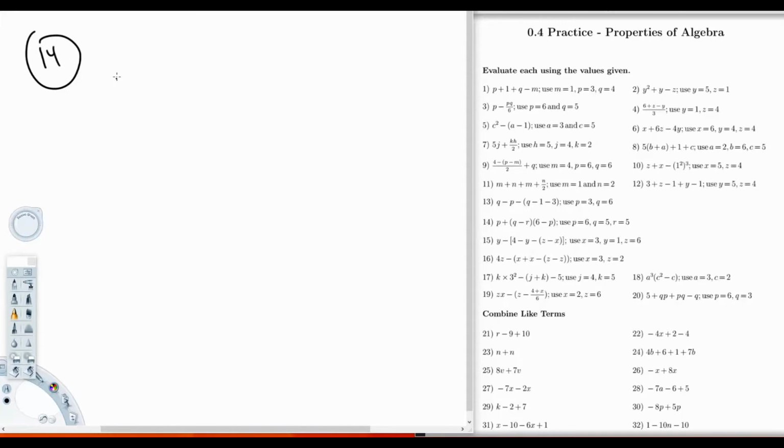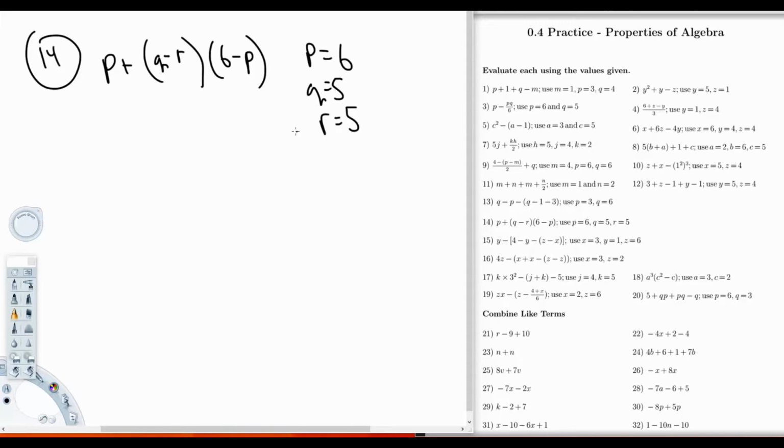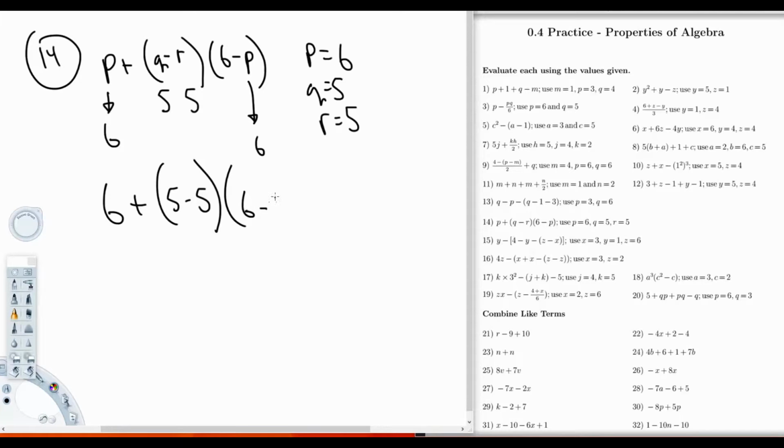14 now. P plus Q minus R times 6 minus P. P equals 6. Q equals 5. R equals 5. Now, what they're trying to do here is scare you. But let's be systematic about it. Let's just transform the letters into numbers, shall we? So P equals 6. Q equals 5. R equals 5. So this is really 6 plus 5 minus 5 multiplied by 6 minus 6. Do we agree?